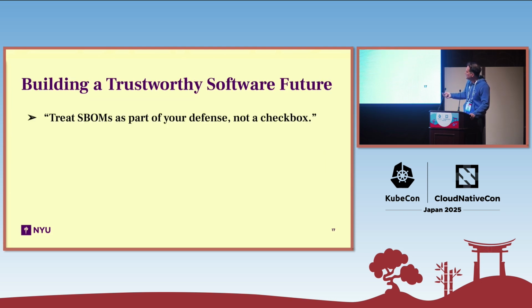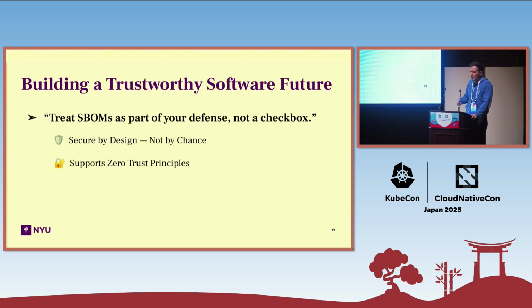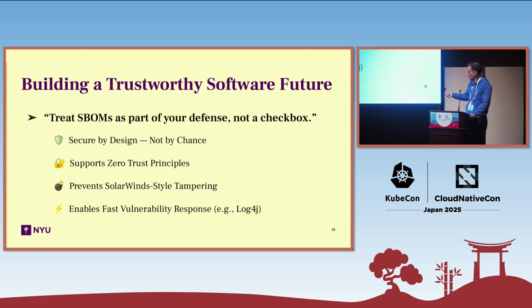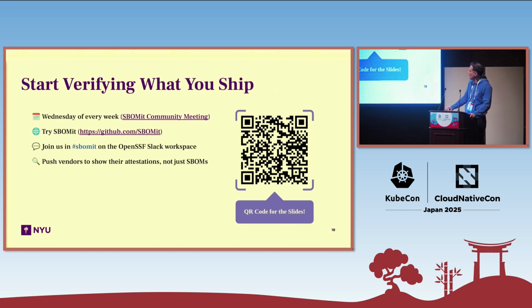Okay, so you should treat SBOMs as part of your defense, not just a checkbox. This is quite an important lesson, I think. Think carefully about them, think about how you use them, how they can be effective in your infrastructure. You should do things that are secure by design, support these concepts like zero trust you hear time and time again. In-toto is a big part of that. And you can prevent all sorts of different tampering and things like this, and really fundamentally enable fast vulnerability response, things like log4j in these types of situations.